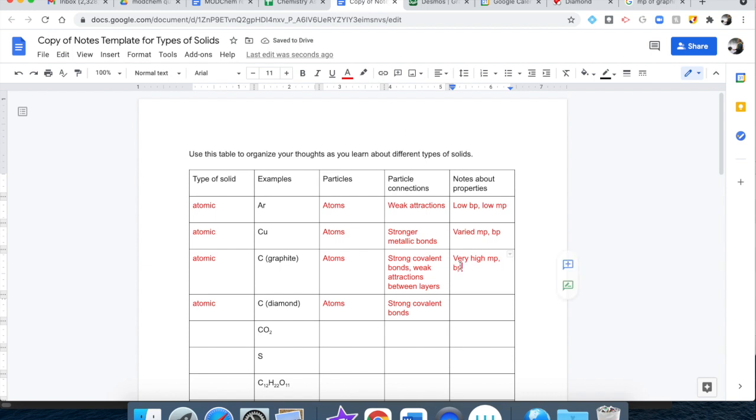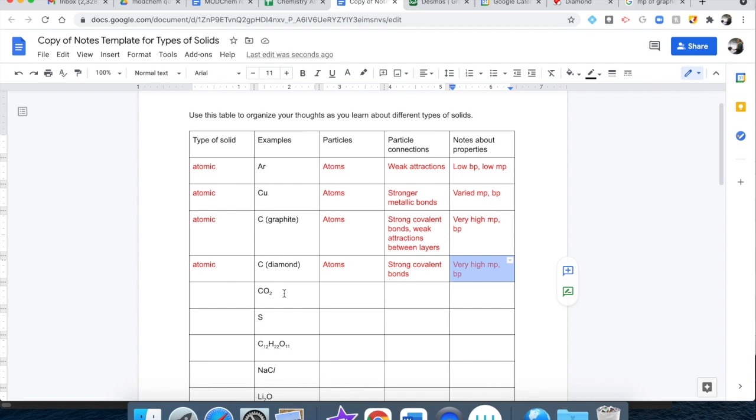Both diamond and graphite have this characteristic. So these are atomic solids. We can see that there's a range. They're all three atomic solids, but their properties range from really low melting and boiling points to really high melting and boiling points, based on the kinds of attractions between the atoms. So atomic solids, it's hard to pin them down and say they're all like one characteristic, because they aren't.